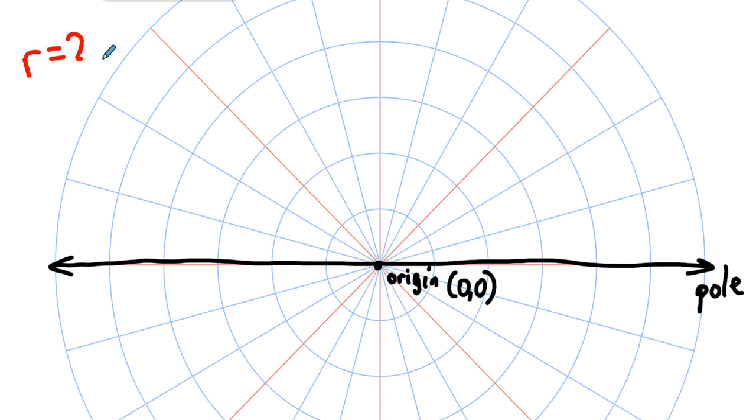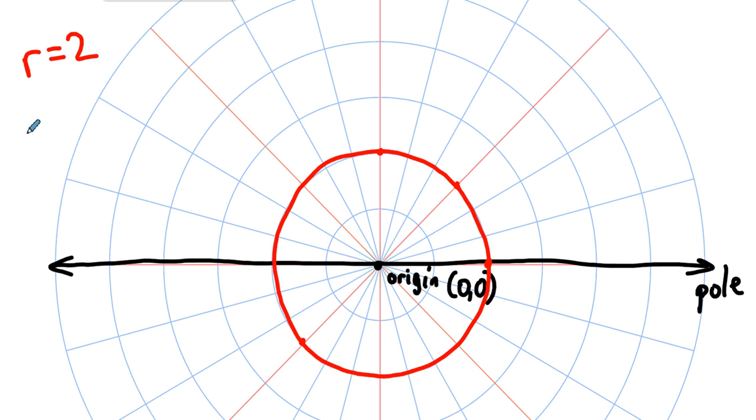It means that when we graph things like r equals 2, we're graphing all of the points that are 2 units away from the origin. In fact, it's all of these points here. All of these points are 2 units away from the origin.